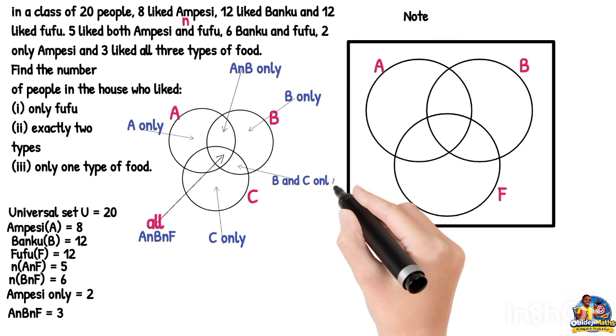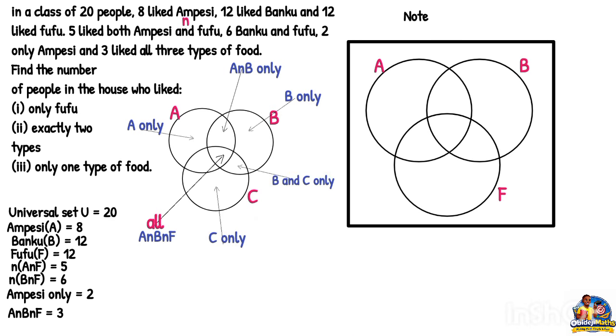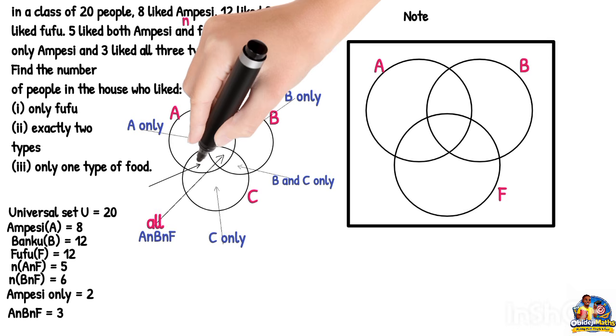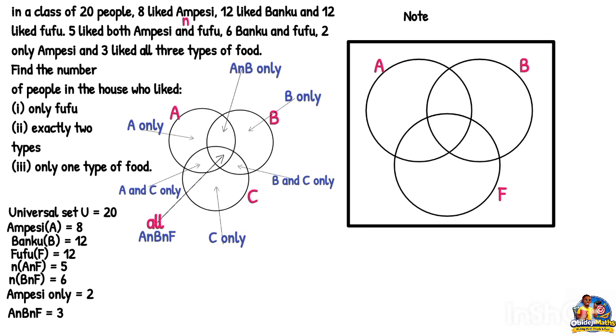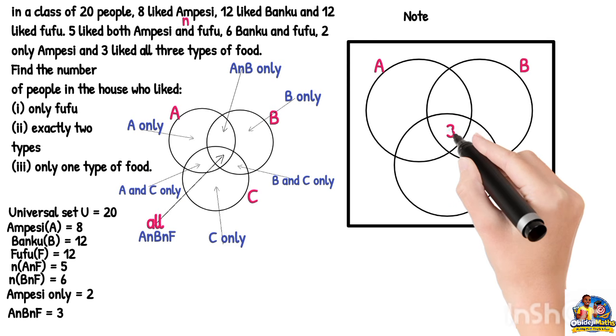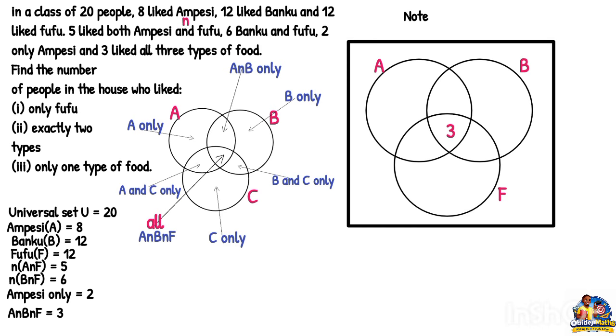Now look at that arrow, that is B intersection C only. It is only B and C that is there, A is not there. Now look at that one, that is A intersection C only. B is not there. You can use your hand to cover that B. You see that B is not there, it's only A and C that is there. So now let's go straight to the solution.